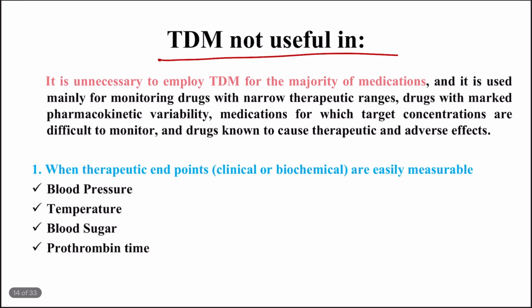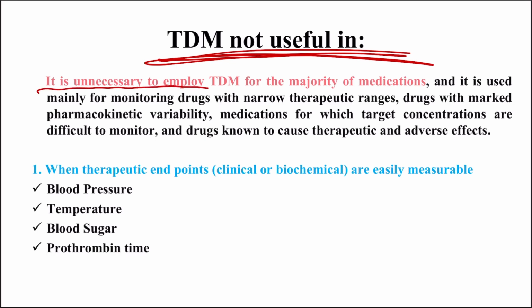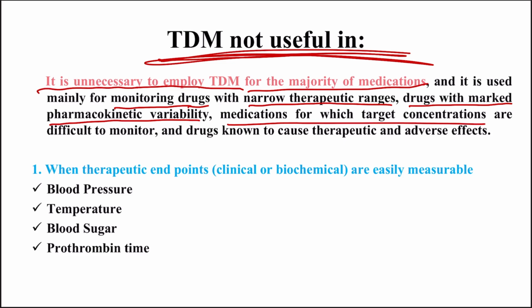So TDM is not useful in some of the conditions. As you can see here, it is unnecessary to employ TDM for the majority of the medications. Therapeutic drug monitoring is mainly done for drugs with a narrow therapeutic range, drugs with marked pharmacokinetic variability, and medications for which the target concentrations are difficult to monitor, that is the concentration of the drug at the target site, and drugs which are known to produce toxic effects as well as therapeutic effects, that is known to cause variation in the adverse effects.